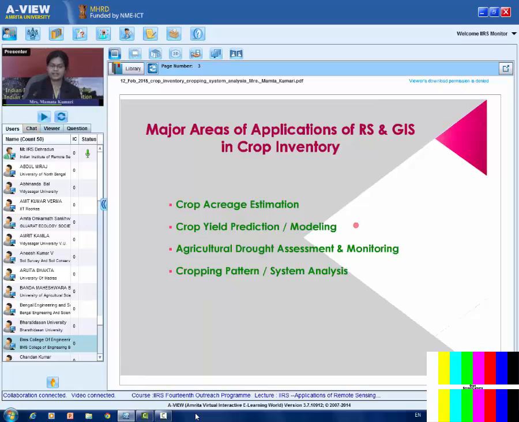Along with this, it can see the changes in the crop rotation or cropping pattern. So that's why crop acreage estimation, crop inventory, cropping system analysis, etc. are important. We can see how much area has been converted from crop to any other land use land cover type, or how much area has been brought under agriculture from shifting agriculture into permanent agriculture. So that's the importance of crop inventory analysis.